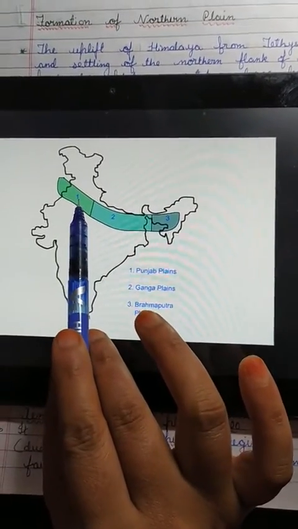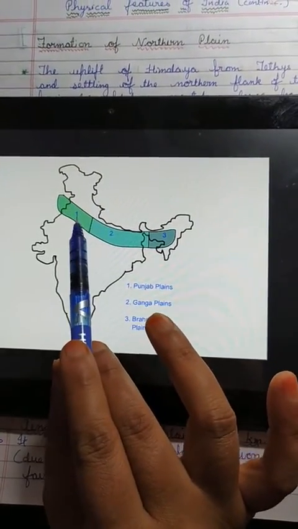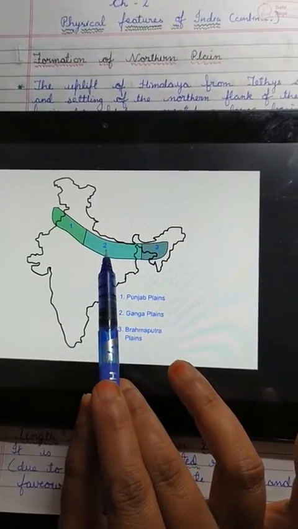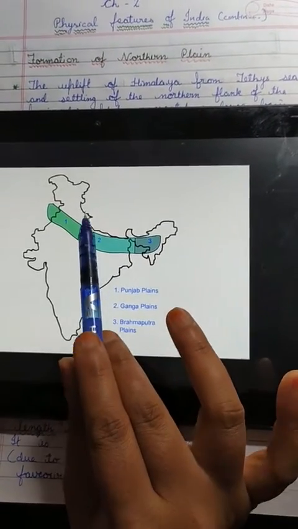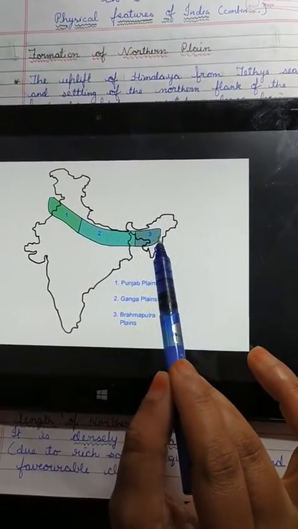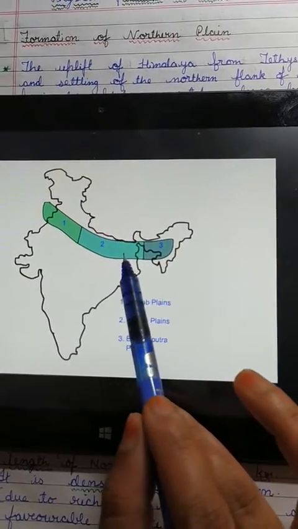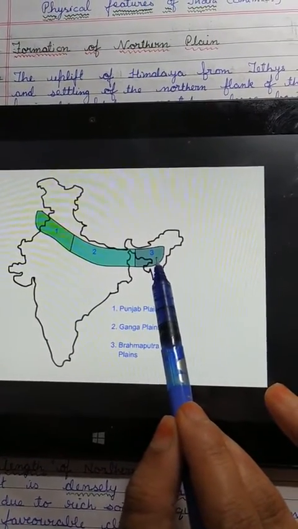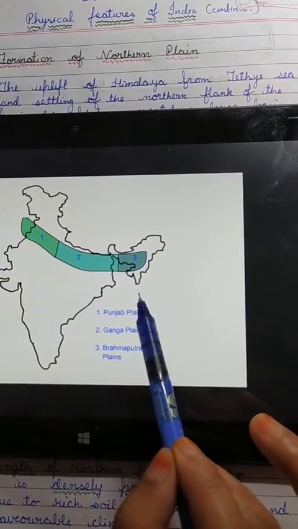First one is Punjab plain. This part is formed by the river Indus and its tributaries. Second part is known as Ganga plain. It extends between Ghaggar river to Tista river. Third part is known as Brahmaputra plain. It lies in the east of Ganga plain, and this is between the Tista river and the Brahmaputra river.